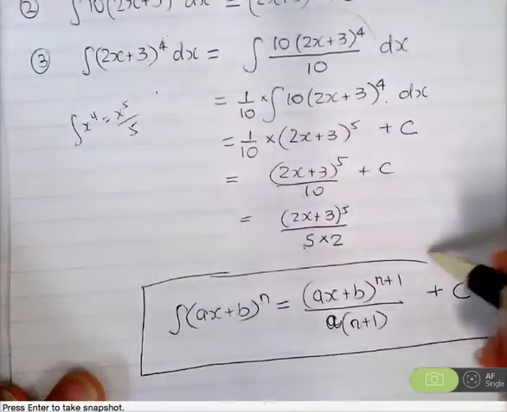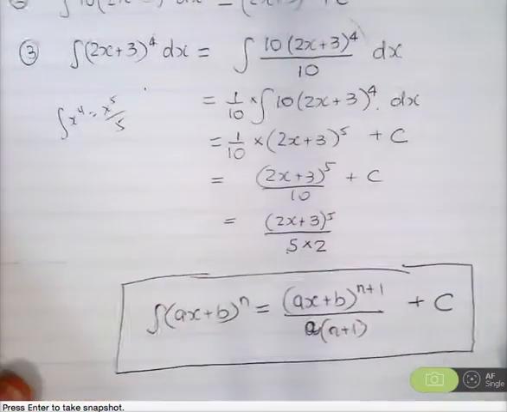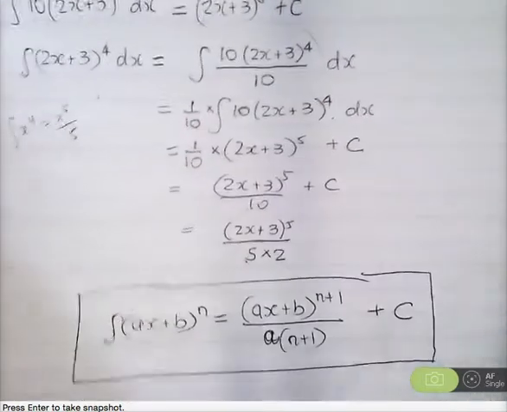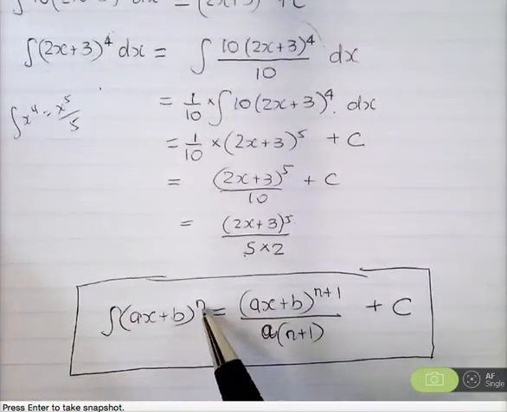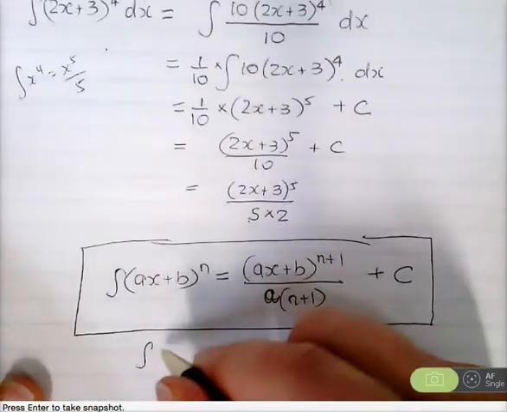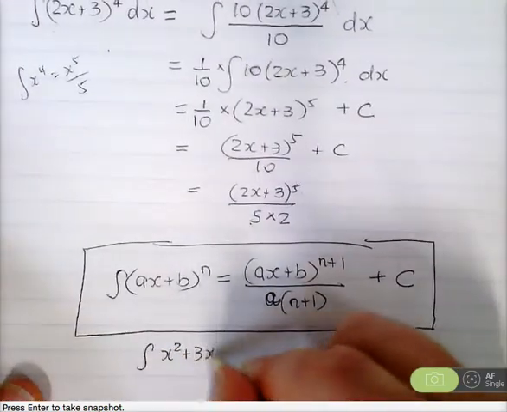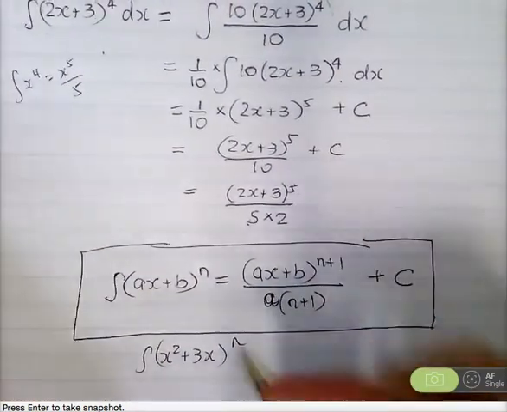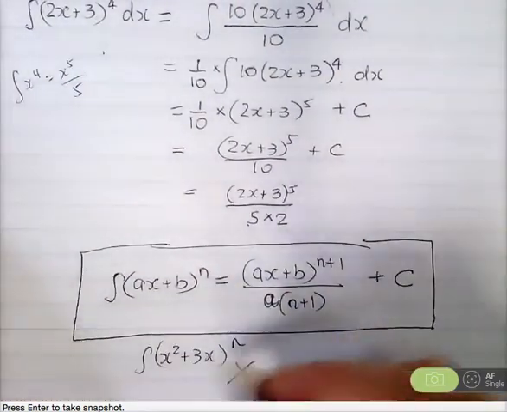So this is the general rule for integrating a function of a function. Integral of ax plus b to the power of n. So it's only for this type. This is not for doing things like integral of x squared plus 3x to the n. It is not for doing those. You cannot do that. We actually don't do that in the 2-unit course.